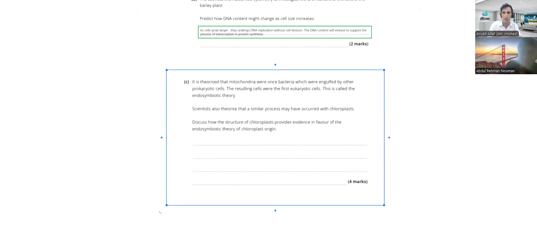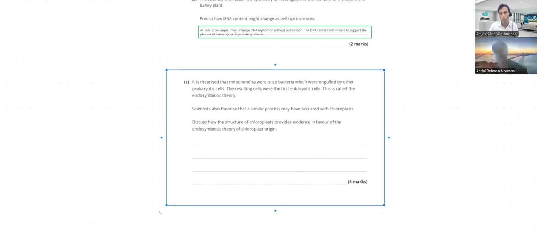Look at this, Abdul. Read it out for me, and let's try to understand what the question demands. It is theorized that mitochondria were once bacteria which were engulfed by other prokaryotic cells. The engulfing cell was the first prokaryotic cell. This is called the endosymbiotic theory.